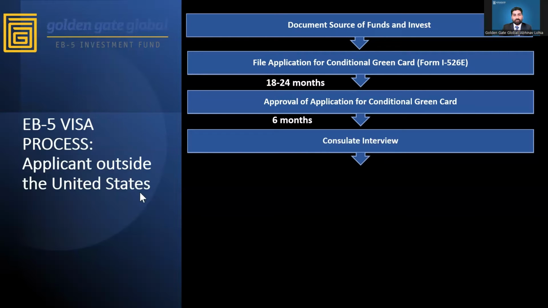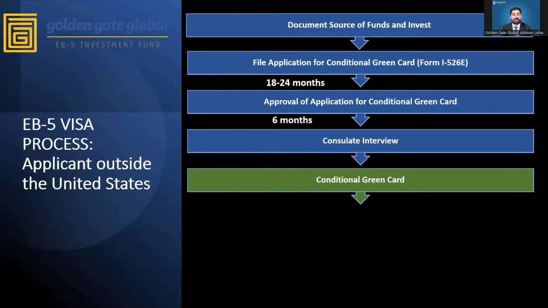Once you appear for an interview, they will stamp the passport with an immigrant visa, and you have 6 months to enter the United States. The day you set foot in the United States, your conditional green card gets activated. Now, as I had mentioned, this is a multi-stage process. So the first step is USCIS just testing you out on the theoretical aspect of your application, which is the source of funds narrative and the business plan.